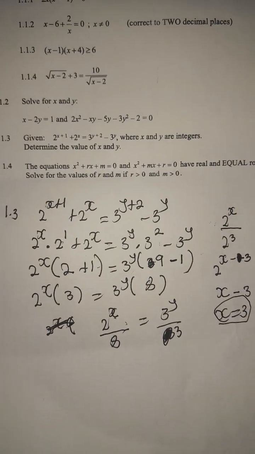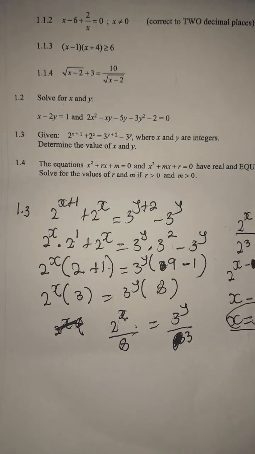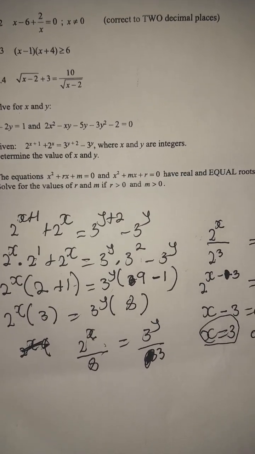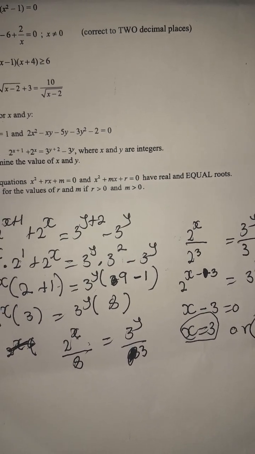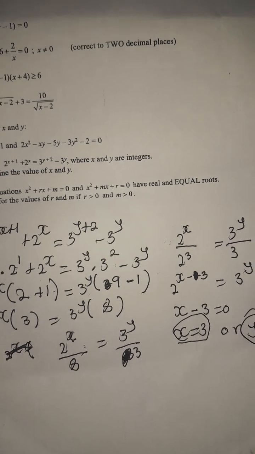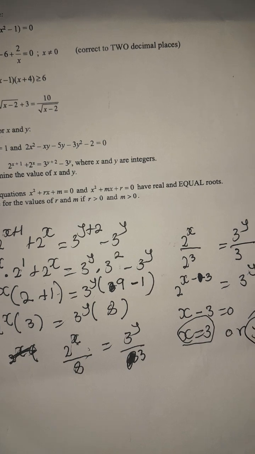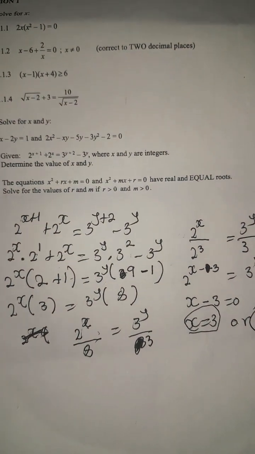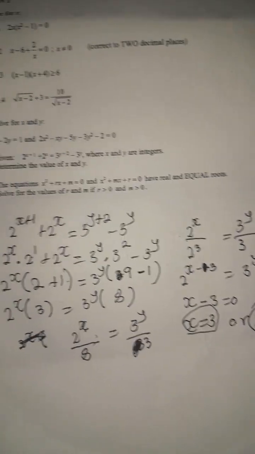So let's go to the last question, which will be 1.4. The solutions of x squared plus rx plus m is equal to 0, and x squared plus mx plus r is equal to 0, have real and equal roots. Solve for the values of r and m if r is greater than 0 and m is greater than 0, meaning that all the values that we are going to get here must be positive, in other words.